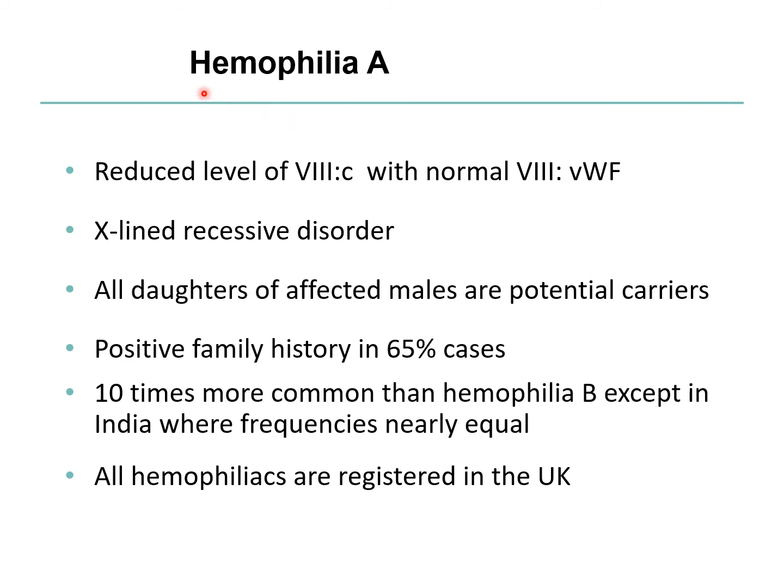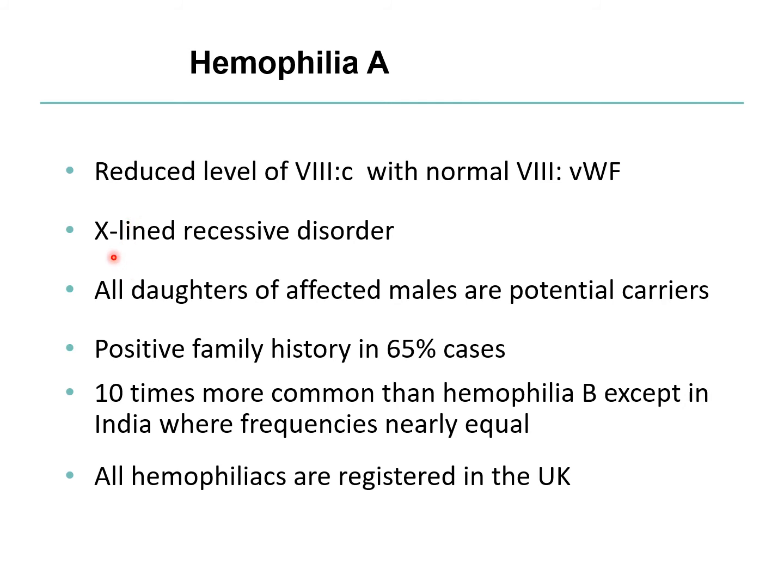The most recognized inherited coagulation disorder is hemophilia A, which is due to the deficiency of factor VIII. And as we've discussed, that factor VIII has two components. One is to do with coagulation, which we call the factor VIII-C, and the von Willebrand fraction, which is to do with platelet adhesion. The deficiency of factor VIII-C is responsible for the coagulation defects seen in hemophilia A.